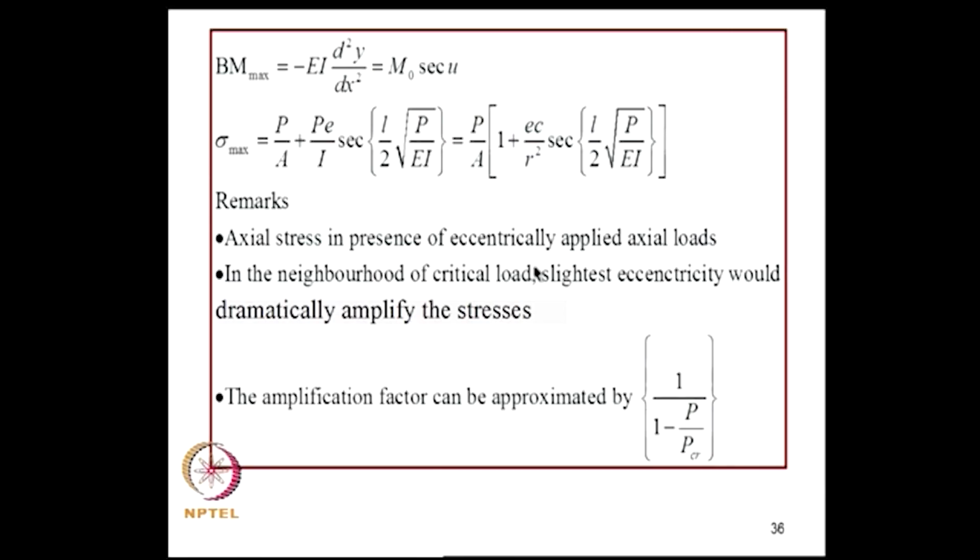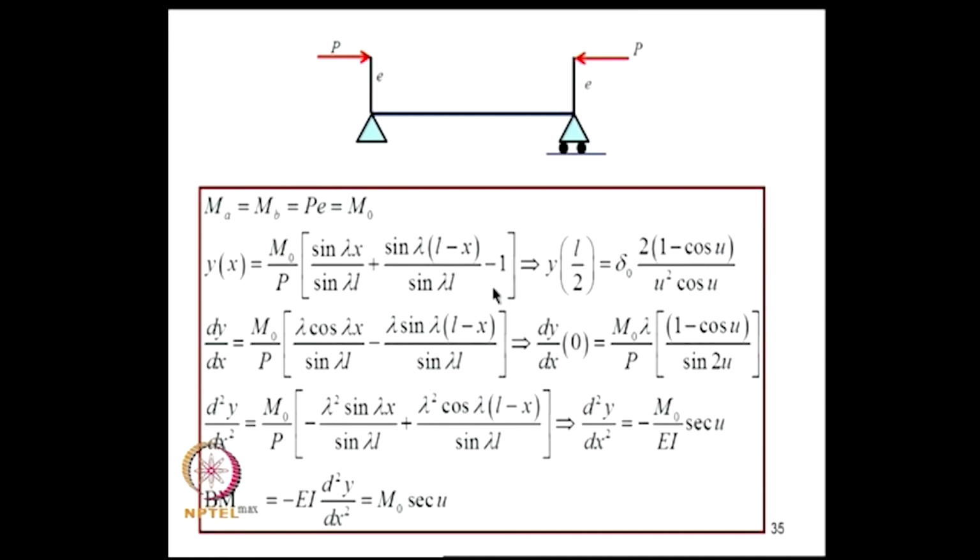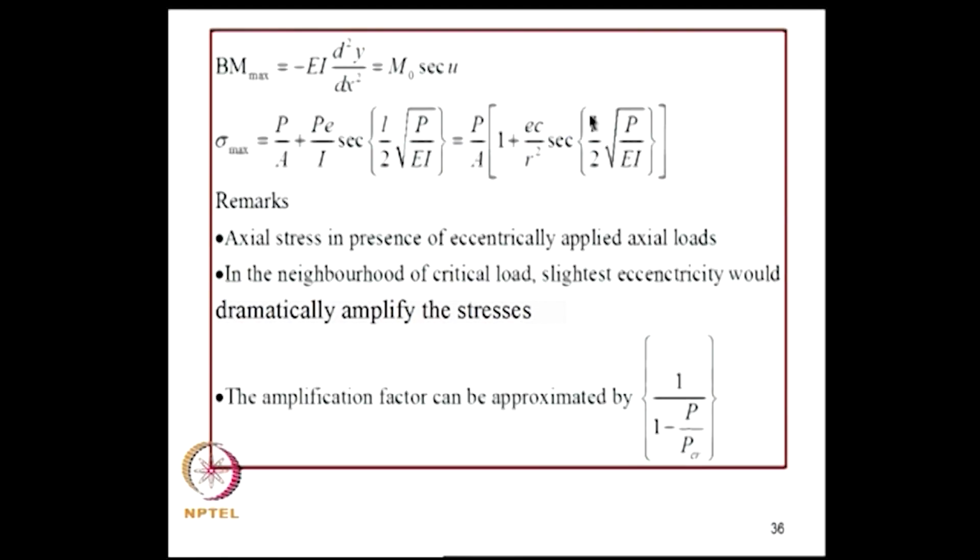So, this is a formula for the axial stress in presence of eccentrically applied axial loads. If P is close to the critical load, then with the slightest eccentricity, here there is no lateral load, the response will be amplified by this factor, and such eccentricities are inevitable in built up structures.